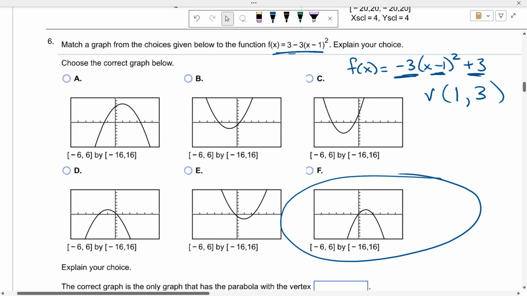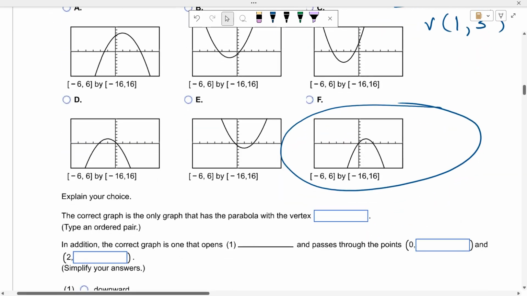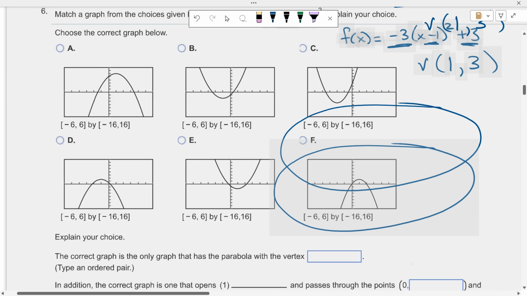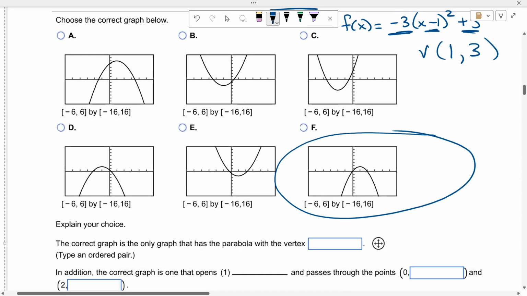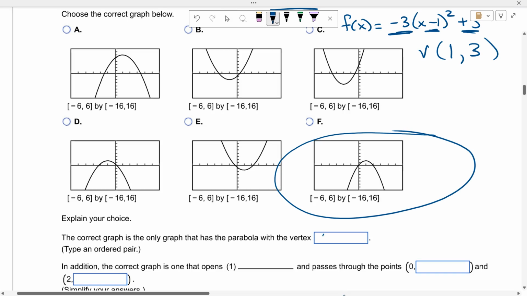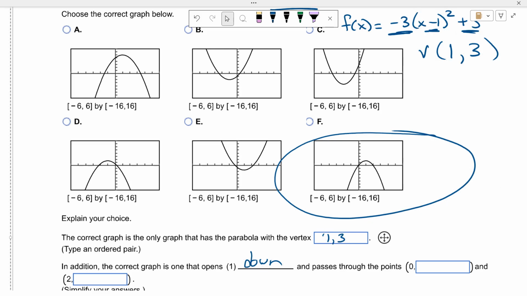Okay. So find the correct graph: a parabola with a vertex at, well, no, 1, 3. In addition, the graph opens down and passes the points 0, something and 2, something. So how can we figure out what it passes through? Well, you plug it into the equation.